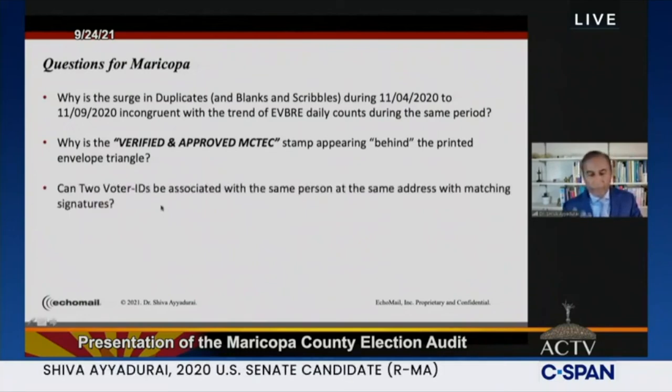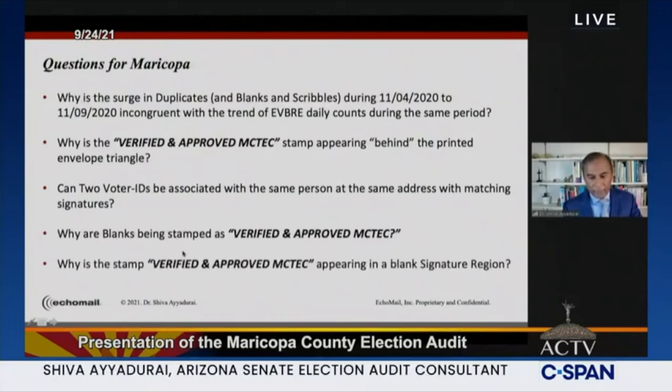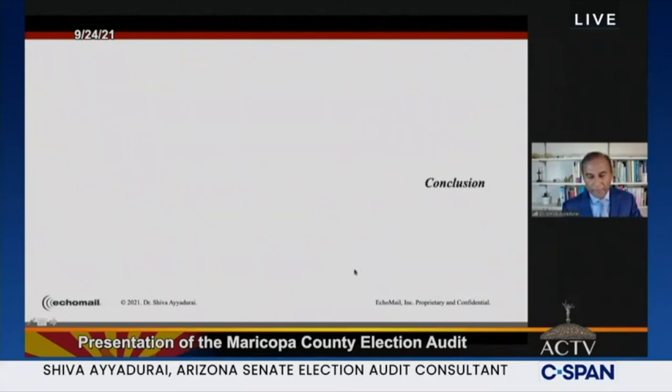And the other question is, can two different voter IDs be associated with the same person, the same address with matching signatures? Is that allowed? And then finally, why are blanks being stamped as verified and approved? And then more importantly, why is a verified and approved stamp appearing in a blank signature region? So those are our questions.